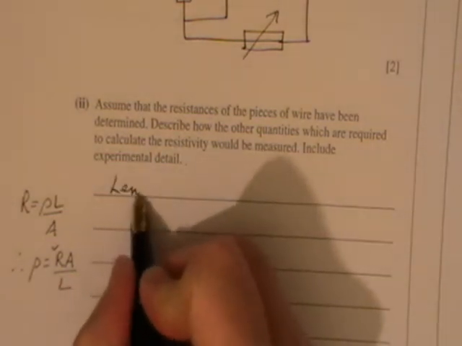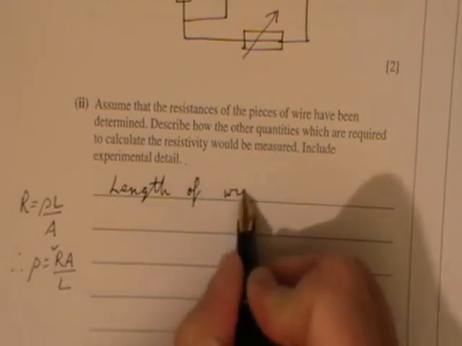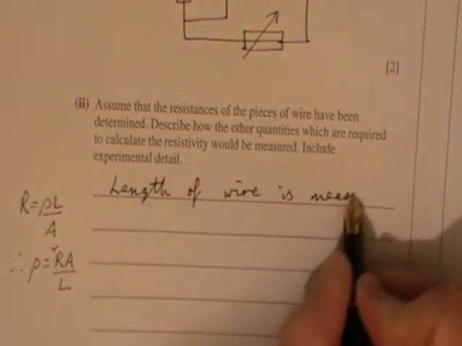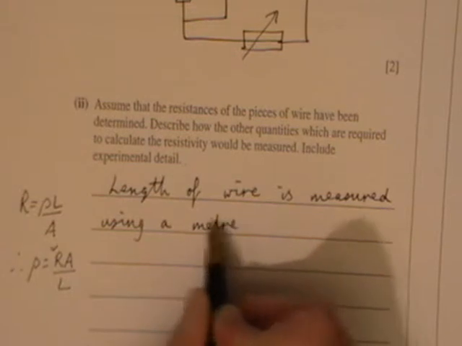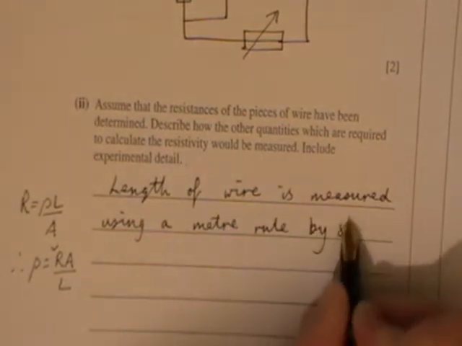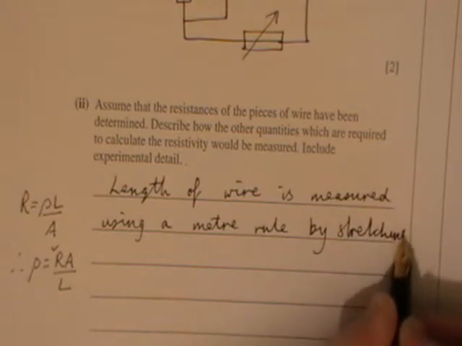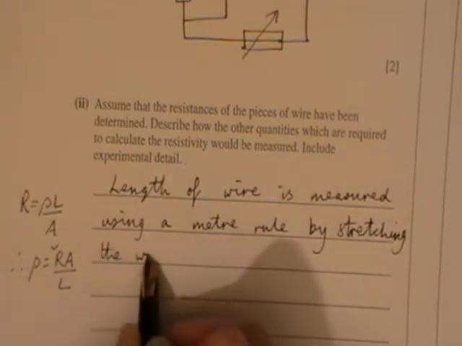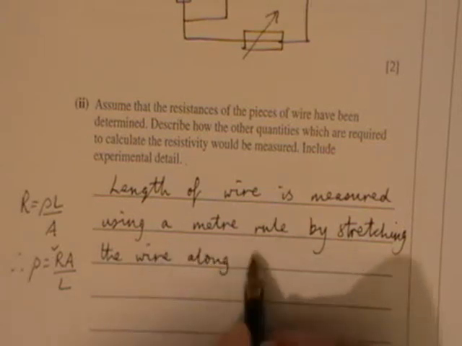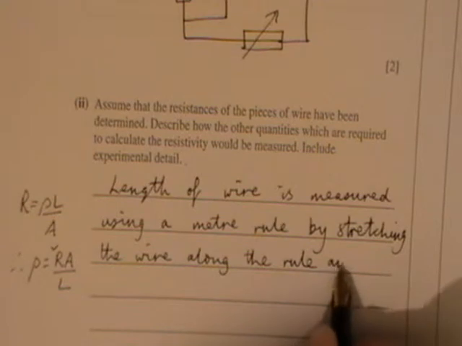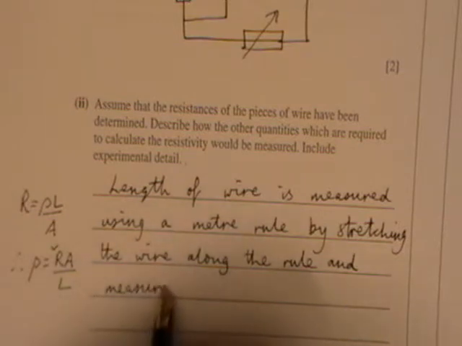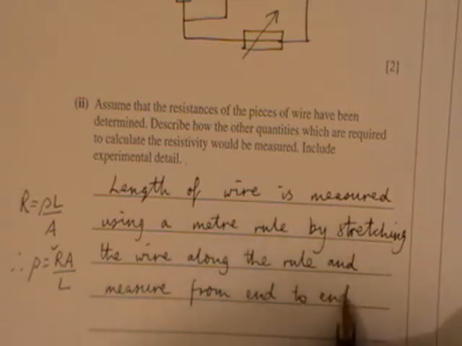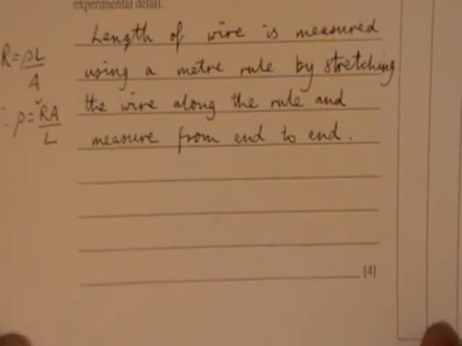So the length of the wire is measured using a meter rule, by stretching the wire along the rule and measuring from end to end, probably with the ends secured, one at one end, one at the other end.